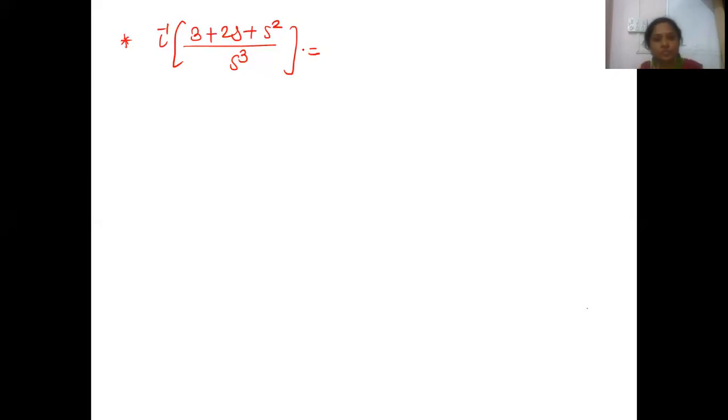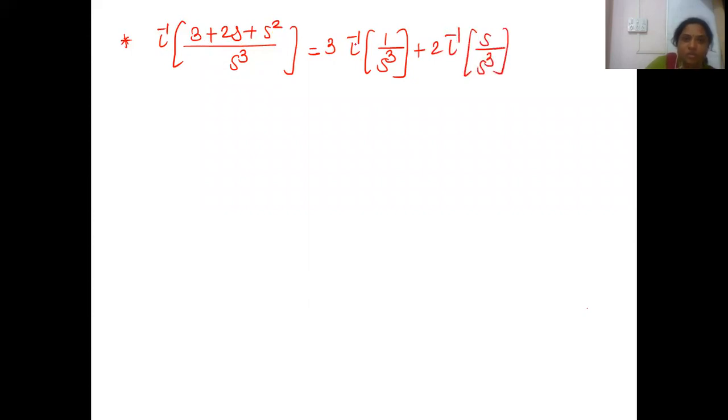No. Sure. The next question then: Laplace inverse of 3 plus 2s plus s square upon s cube. Can we separate? Yes. 3 upon s cube plus 2s upon s cube plus s square upon s cube. All can be separated. So 3 will come out: Laplace inverse of 1 upon s cube. From this, 2 will come out: Laplace inverse of s upon s cube. And here plus Laplace inverse of s square upon s cube.